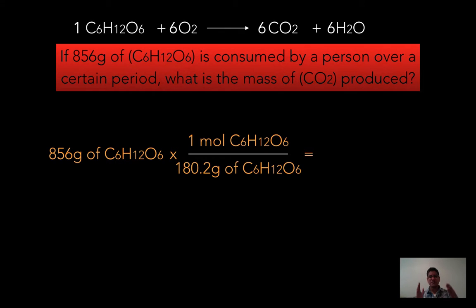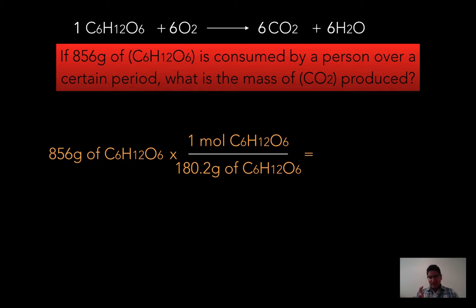Alright, well, let's first start off with my given. My given was 856 grams of glucose. I need to convert that grams of glucose into moles of glucose, because moles is where my ticket is to get from glucose to carbon dioxide.